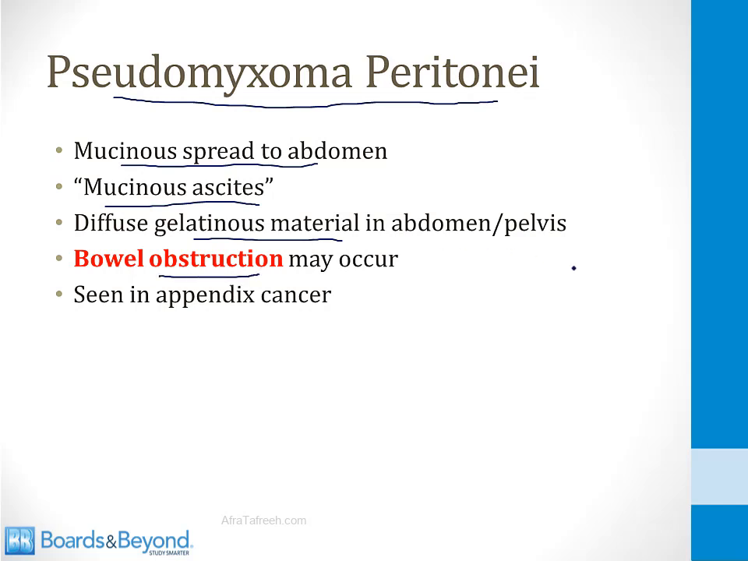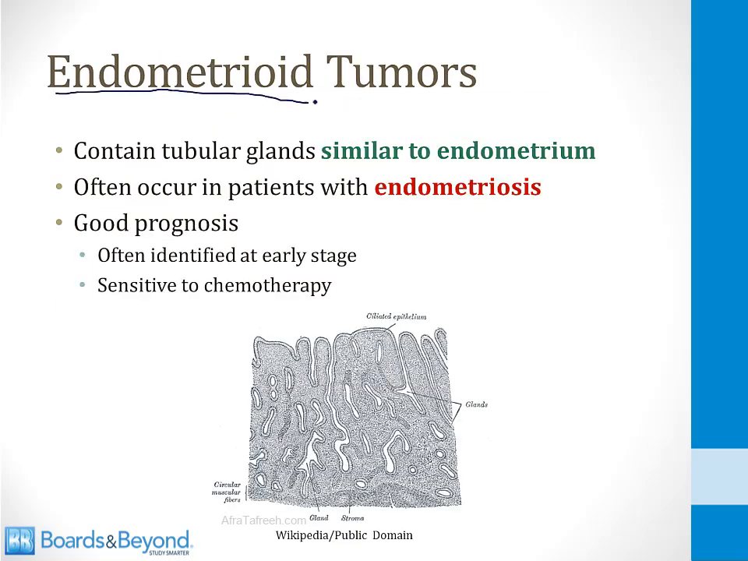It's associated with mucinous epithelial tumors of the ovary. It's also often seen in appendix cancer. Cancer of the appendix is very rare, but when it does happen, that's the other classic condition associated with pseudomyxoma peritonei. Moving on, we'll talk about endometrioid tumors.